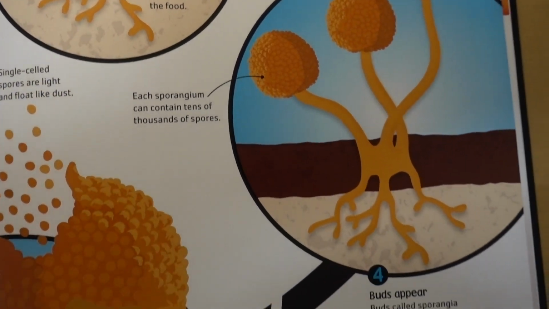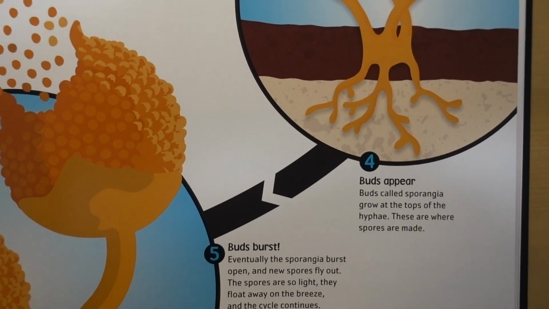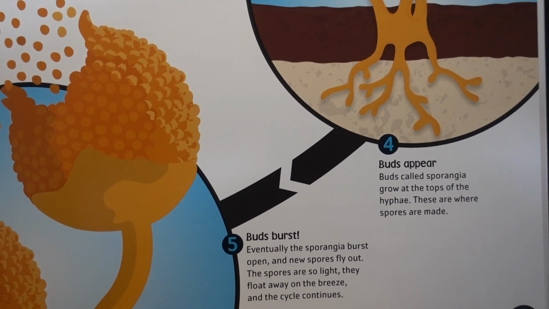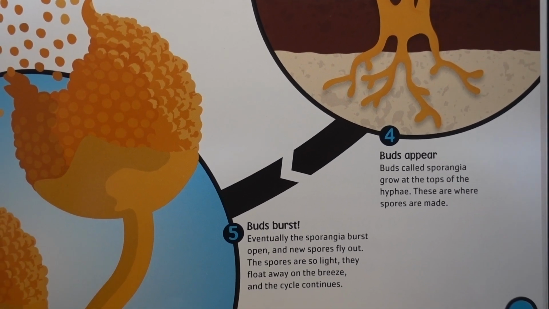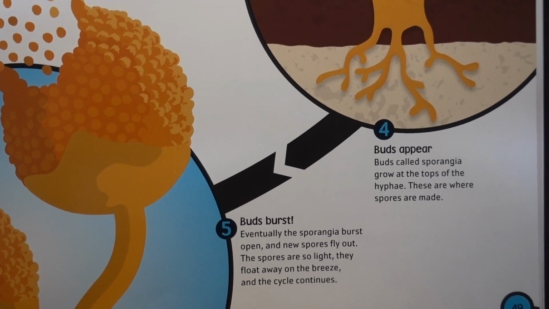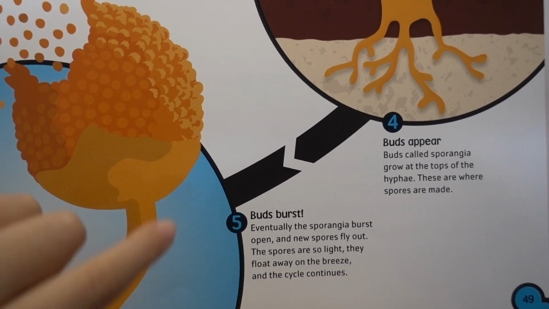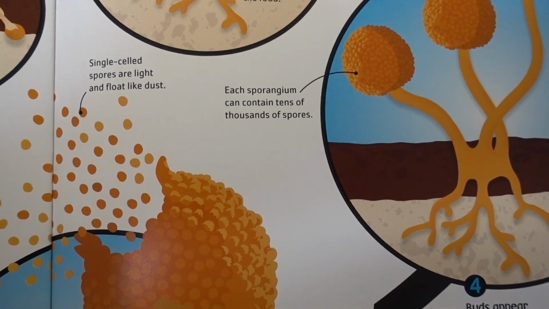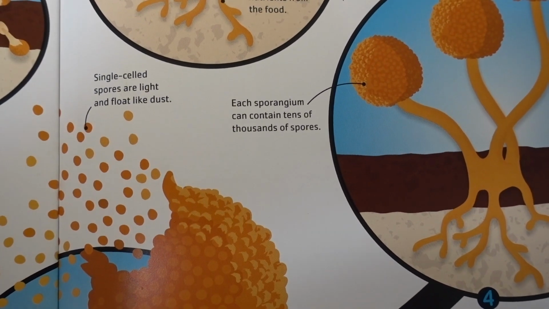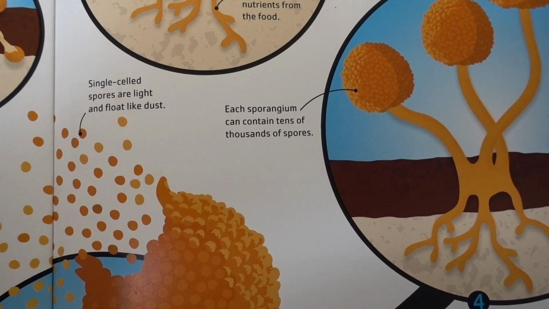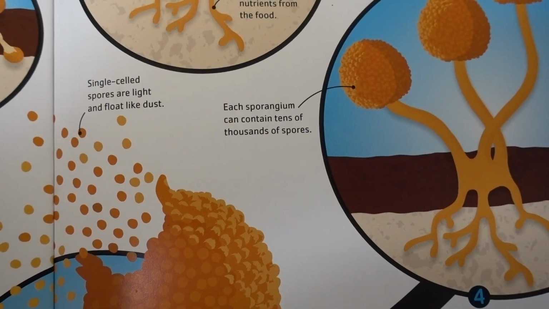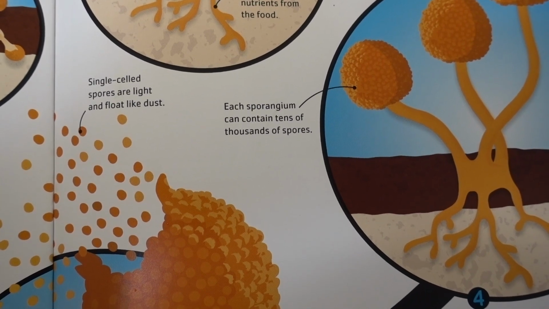Buds appear. Buds called sporangia grow at the tops of the hyphae. These are where spores are made. Each sporangium can contain tens of thousands of spores.